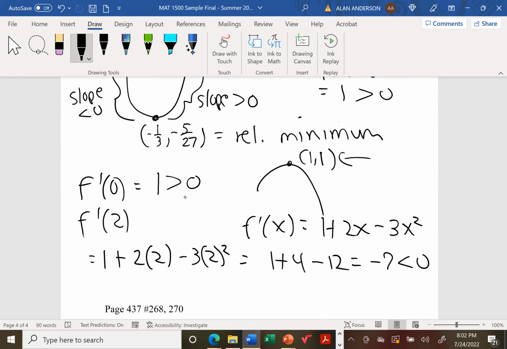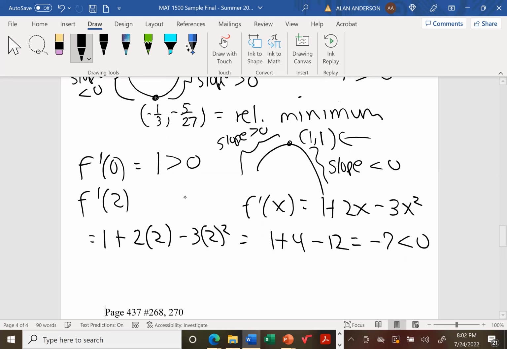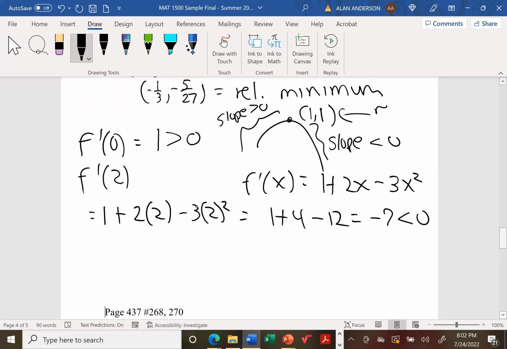Okay, so in other words, the slope went from positive to negative on either side of that point. So that implies that (1, 1) is a relative maximum.